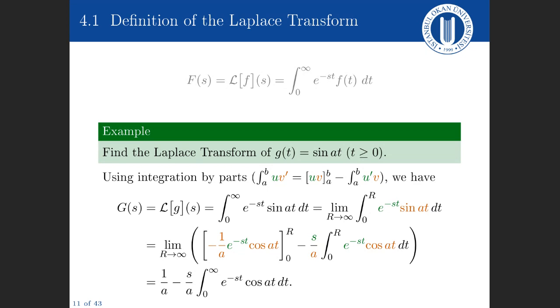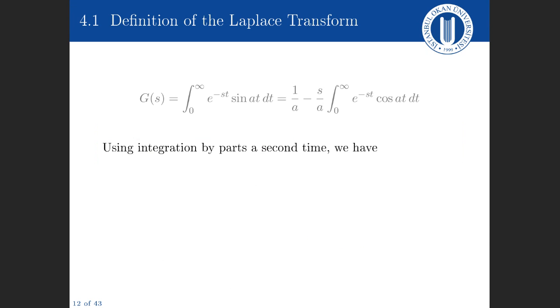Okay, still we have an integral with two functions multiplied together. So we use integration by parts a second time. Let me recap. First of all, we found that the function we're trying to calculate is 1 over a minus s over a integral of e to the power minus st cos at. And I want to use integration by parts a second time on this integral.